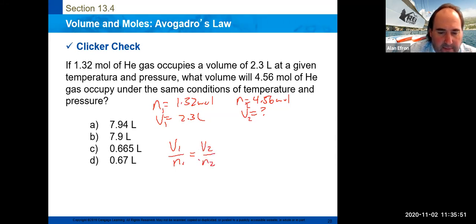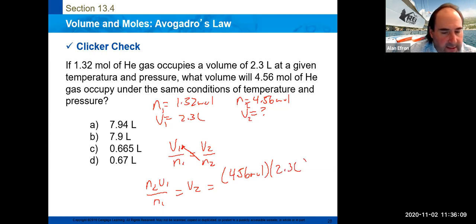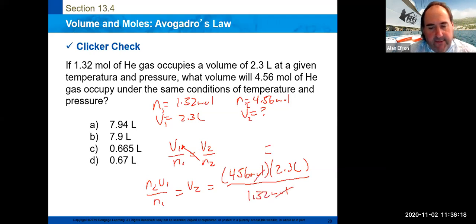In this case, again, we're going to move our N2 to the top, and that'll give us N2 V1 N1 equals V2. Everybody's in okay units here, so we'll go with N2, which is 4.56 moles, times our V1, which is 2.3 liters, divided by our N1, which is 1.32 moles. Moles will cancel, going to leave us liters when it's all said and done. So 4.56 times 2.3 divided by 1.32 gives us something like 7.9 liters. Looks like B here.